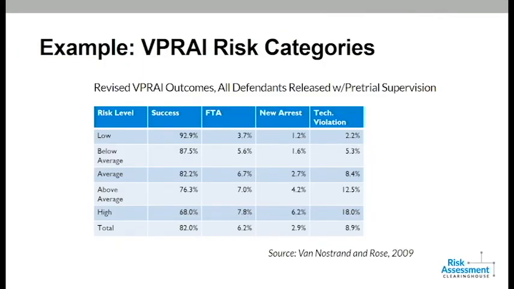Here we see how risk categories are defined for the VPRA and how defendants in each category did when released with pretrial supervision. VPRA scores place defendants in one of 5 risk categories: low, below average, average, above average, and high. For this analysis, Van Nostrand and Rose examined pretrial outcomes in terms of 3 distinct types of failure: failure to appear in court, a new arrest during time under pretrial supervision, and a technical violation of the terms of pretrial supervision. They also looked at the inverse, success under pretrial supervision, meaning the absence of any of these 3 kinds of misconduct. As intended, defendant performance was different across the categories, with defendants in each category performing a bit worse as the risk level ascends.